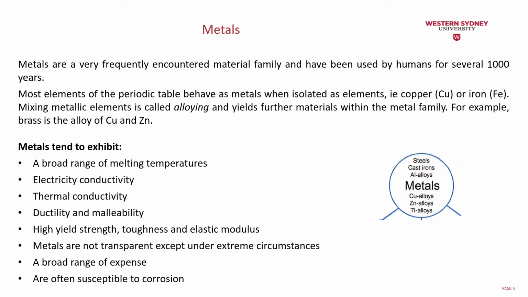The metal's properties include, first, a broad range of melting temperatures. Electrical conductivity varies from one type to another, along with thermal conductivity, ductility and malleability, high yield strength, toughness, and elastic modulus. Metals are not transparent except under extreme circumstances, they have a broad range of expense, and finally they are often susceptible to corrosion.